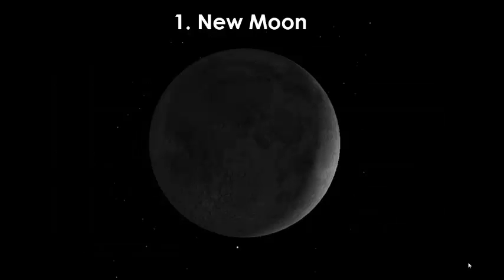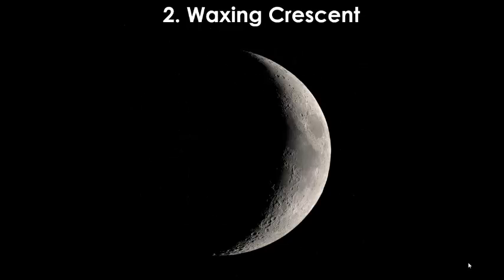We'll start with the new moon. We can hardly see it at all. This is because the moon is directly between the earth and the sun. So the side of the moon facing us is receiving no light at all.